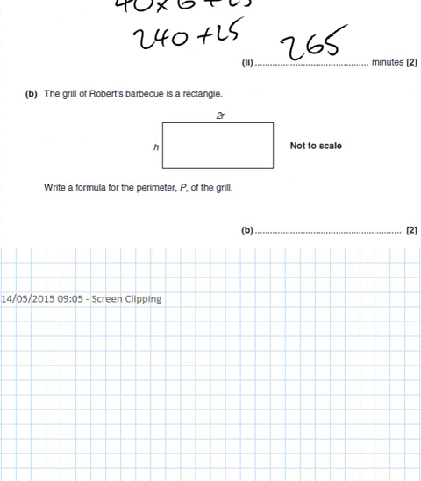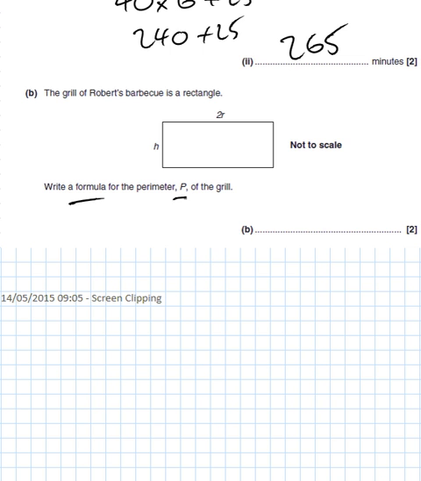Our bottom part then says use a formula for the perimeter P of the grill. So it's P equals, if it's a formula, so what is the perimeter? Well, we've got 2R there, we've got 2R on the bottom, haven't we? We've got H there and H there. So now if we add our 2R's together, 2R plus 2R is 4R. And then if we add our H's together, H plus H is 2H, and then we're going to add them two together, and that's the formula there for that question.